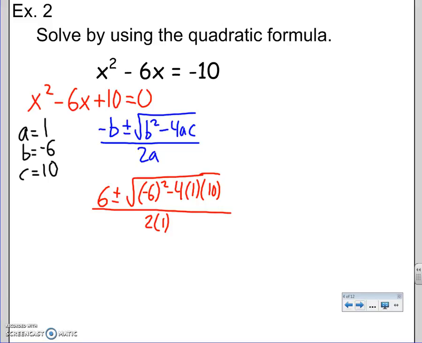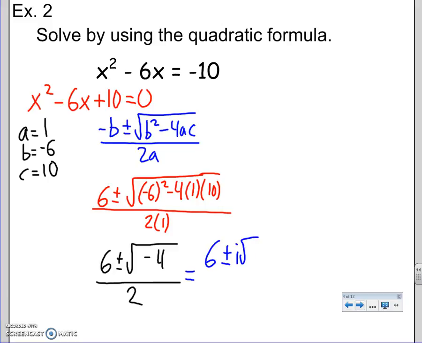Now again, I said do what's inside the square root first. So this stays there. Square root. Negative 6 squared is 36. Minus 4 times 1 times 10 is 40. 36 minus 40 is negative 4, which is what's inside. Now you should know the square root of negative 4 is imaginary. So I'm going to say that's the same thing as 6 plus or minus i square root 4, but the square root of 4 is 2. That's really 2i.